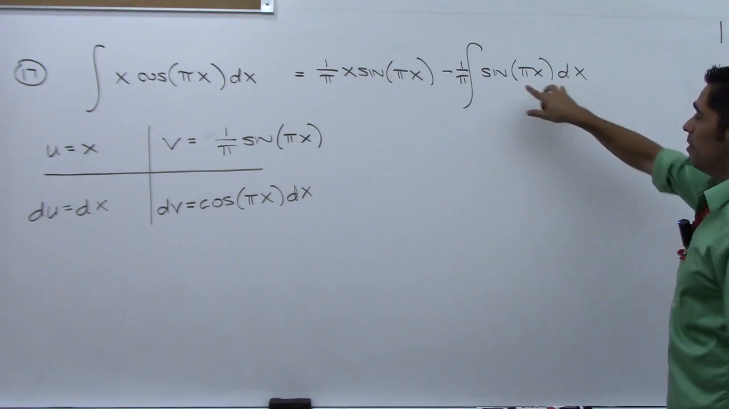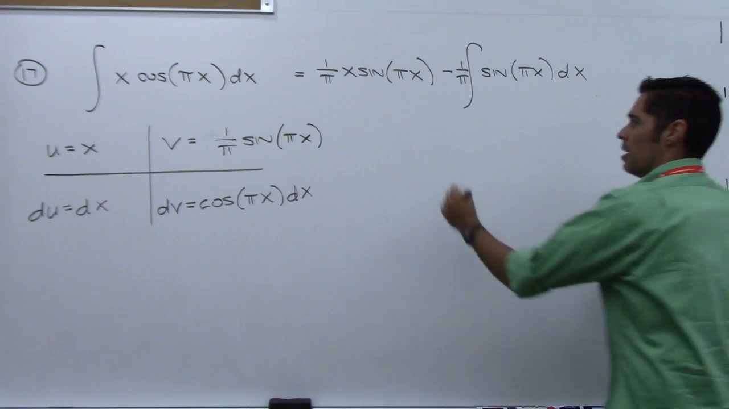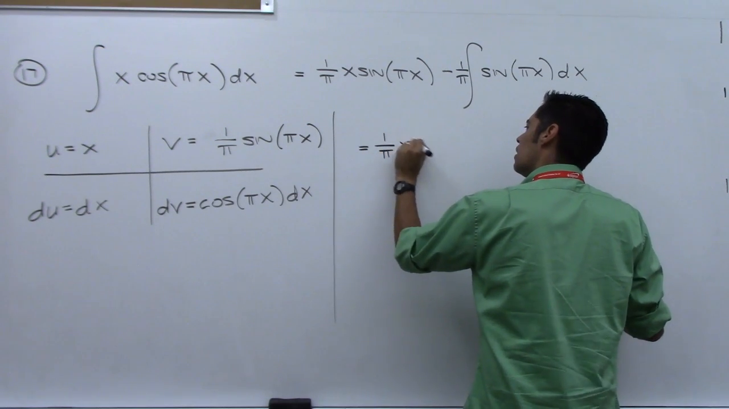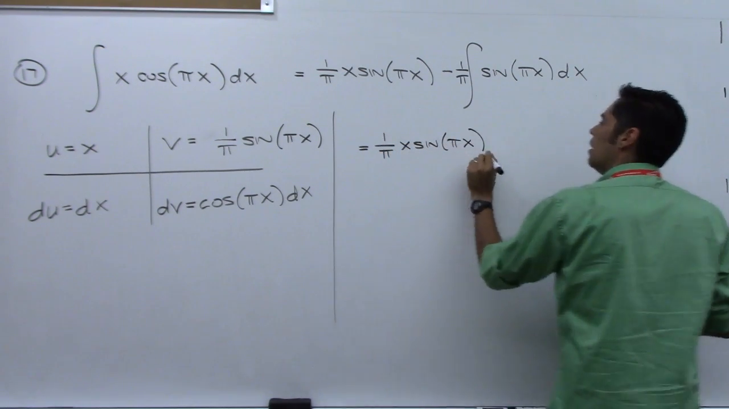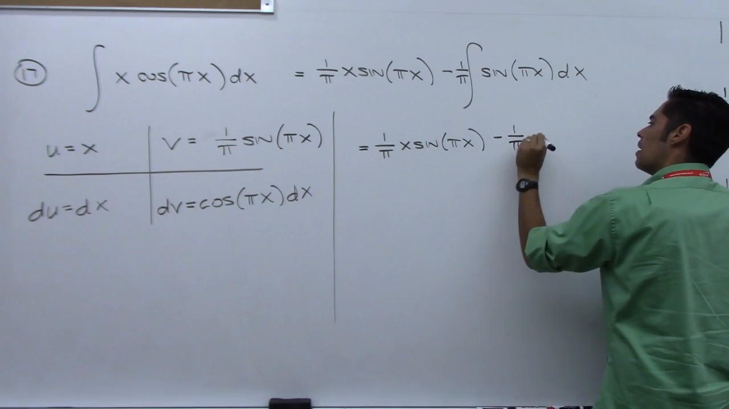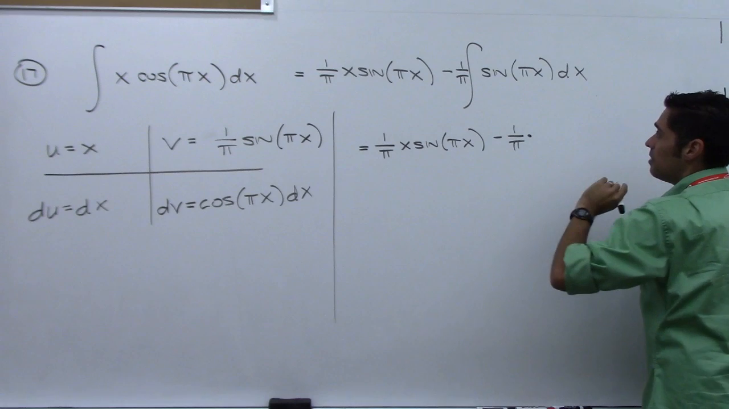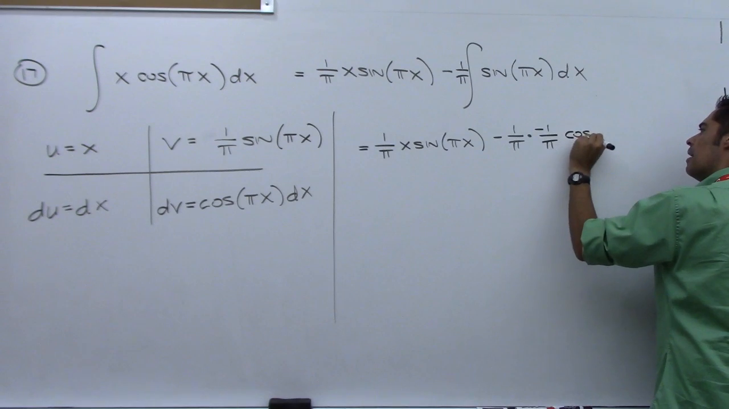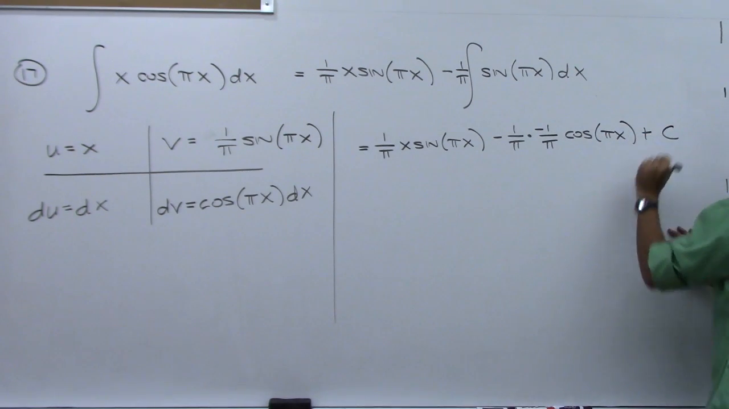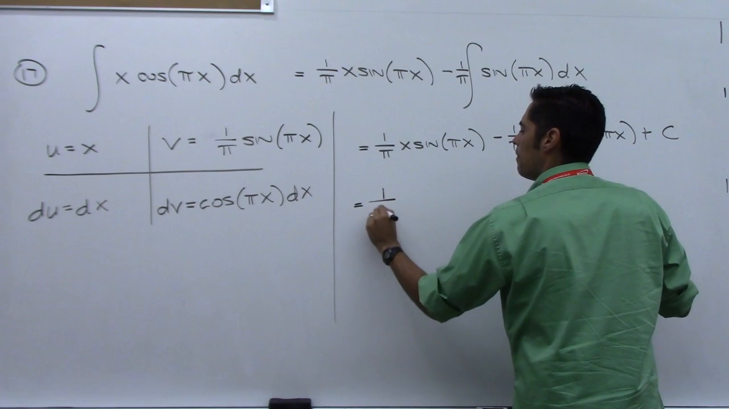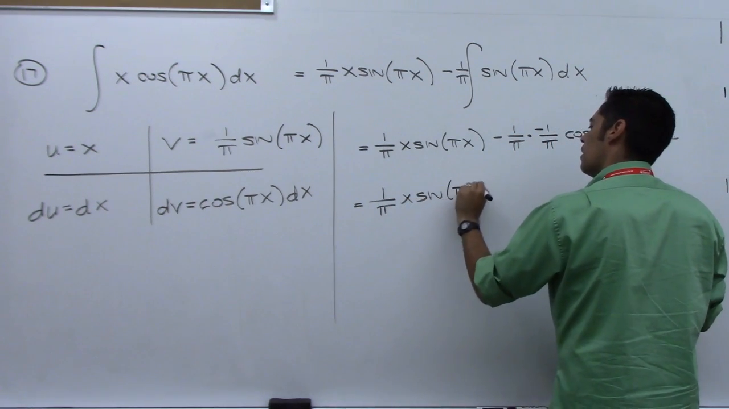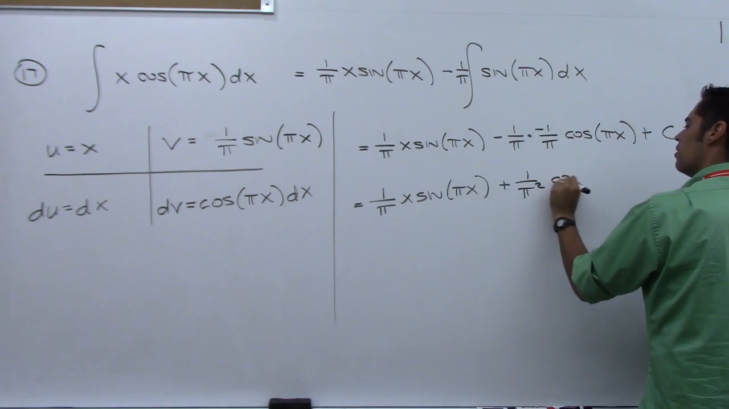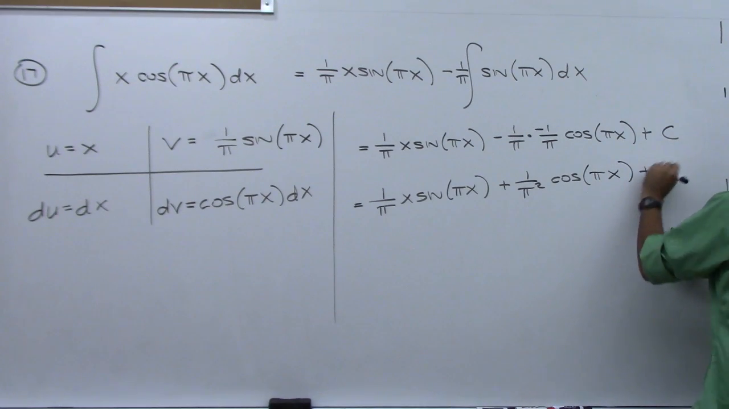And then the antiderivative of sine pi x is negative cosine. So we have equals 1 over pi x sine pi x. And then we have minus 1 over pi times, now again, antiderivative of sine is negative cosine, but I have to account for that pi. So negative 1 over pi cosine pi x plus c. So 1 over pi x sine pi x plus, because negative times negative, 1 over pi squared cosine pi x plus c.